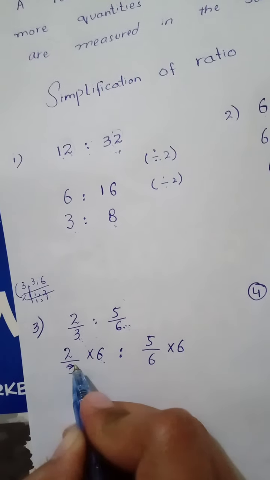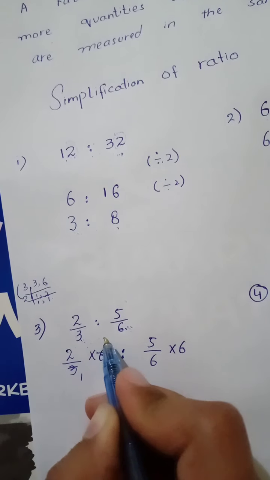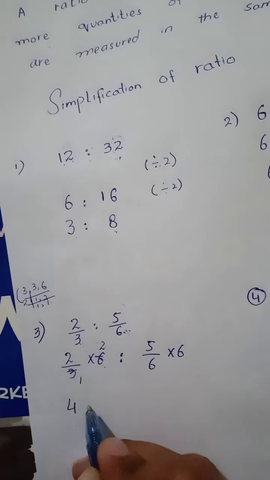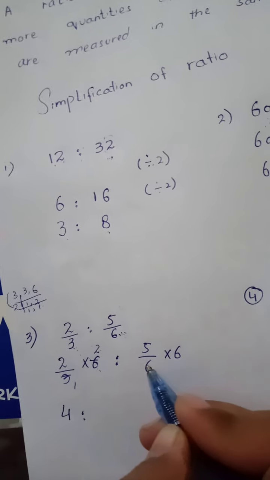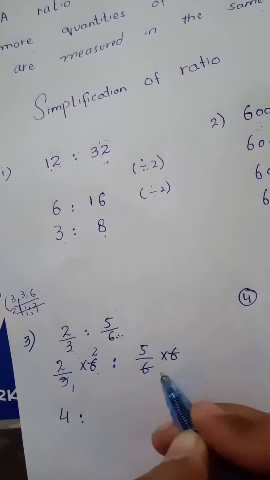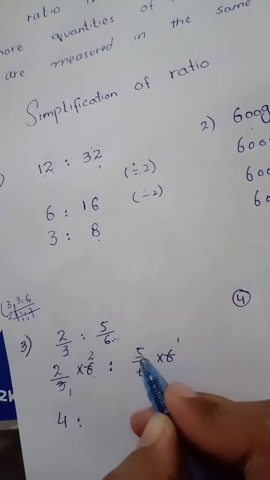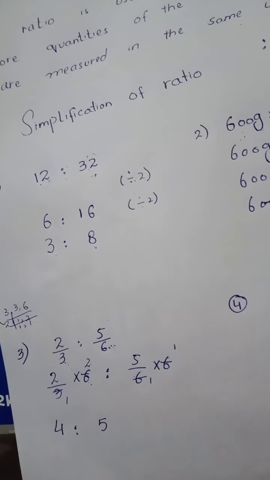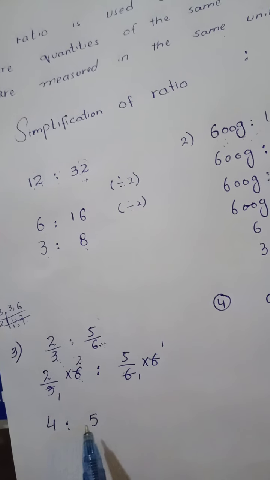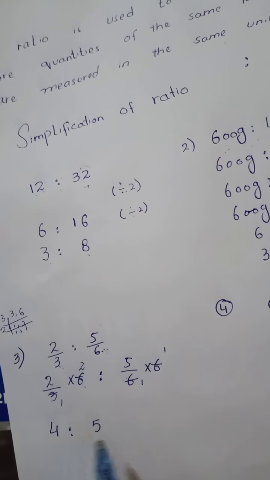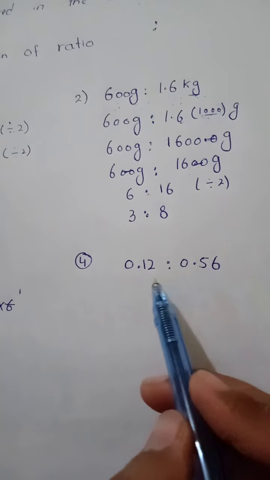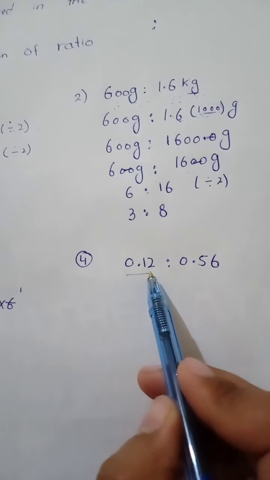Now you can see 3 one time 3, 3 two times 6, 2 two times 4. This is 4 ratio 6 and 6. 6 one times 6 and 6 one times 6, 5 one time 5. You have left 4:5, and 4:5 can't be simplified anymore. So this is your answer, 4:5. Is it clear?